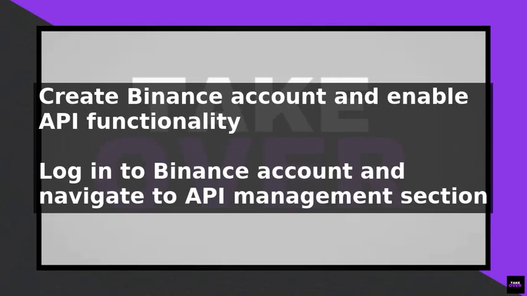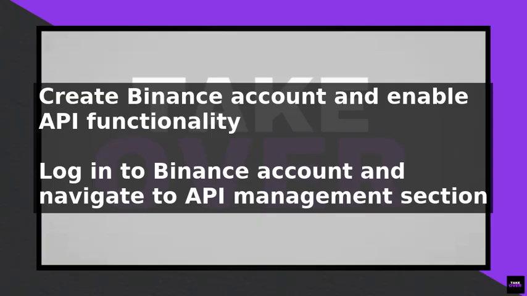To connect MetaTrader 5 to Binance, you will need to create a Binance account and enable the API functionality. First, log into your Binance account and navigate to the API Management section. Click on Create API and follow the prompts to set up a new API key.